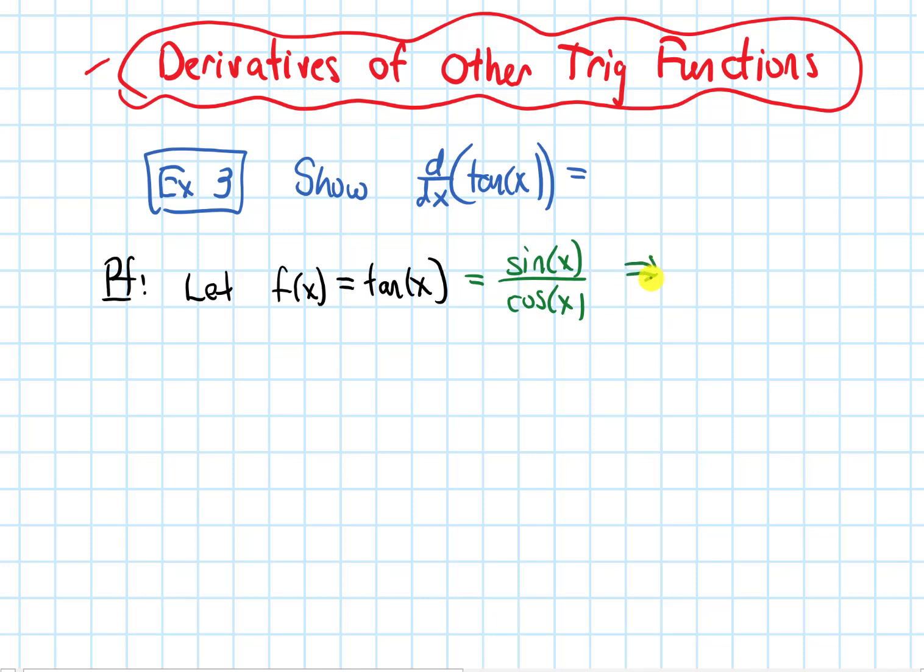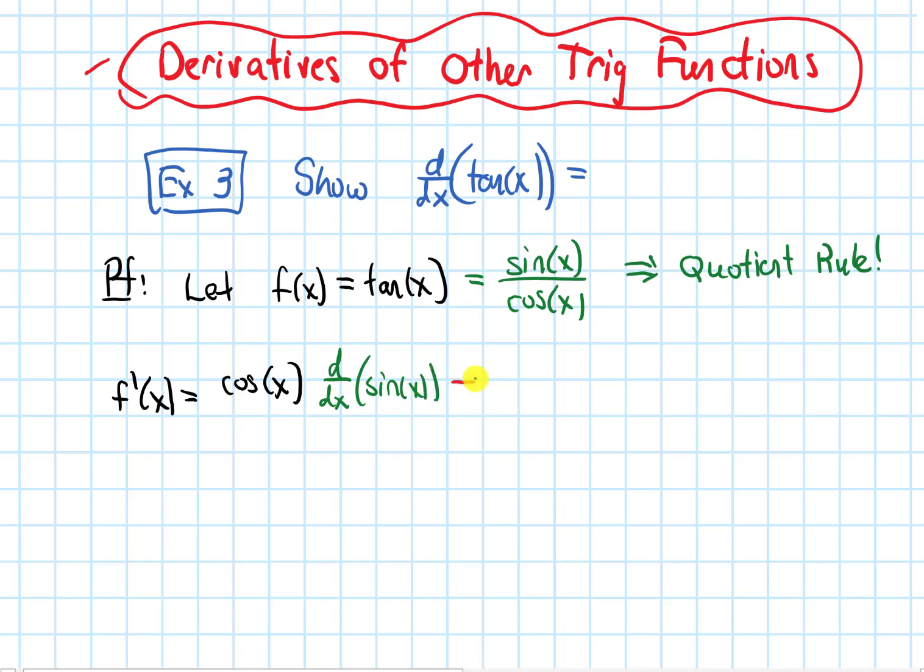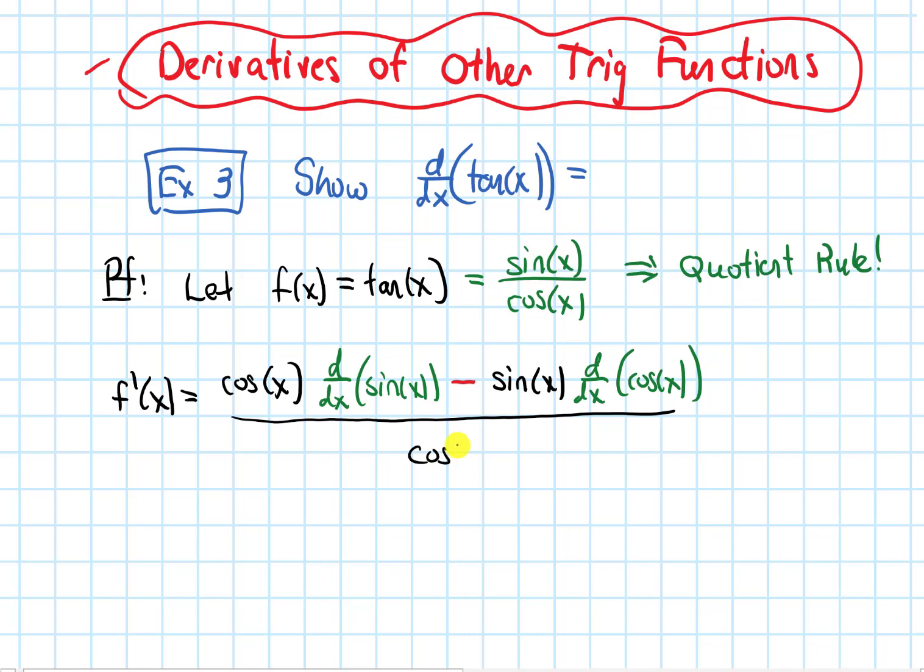So to take the derivative of this fraction, I can use the quotient rule. That gives us f prime of x, our derivative, is the bottom function, cosine x, low, d high. d high is the derivative of the top, the derivative of sine x. And then minus high, which is sine x, d low, so times the derivative of cosine x, all over low squared. If I square the cosine, I'll get cosine x squared.